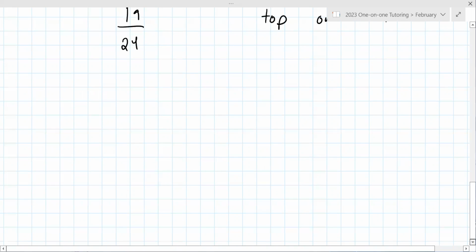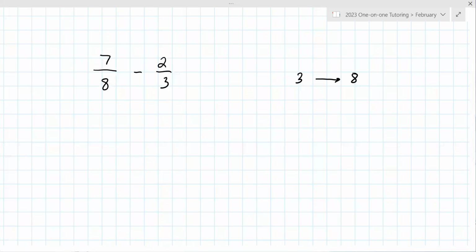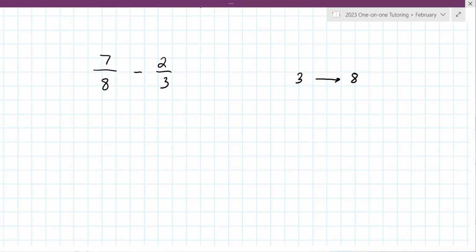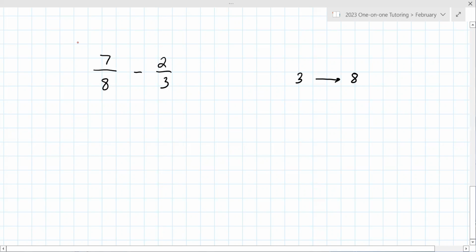All right, very good. So now what happens if the fractions are different on both the bottoms? So like, let's try here. Let's say it's 7/8 minus 2/3. So notice that 3 does not go into 8. There's no way to go from 3 to 8 directly. No. Okay, and that's not good. In this case, you have to end up multiplying both fractions by the same number.